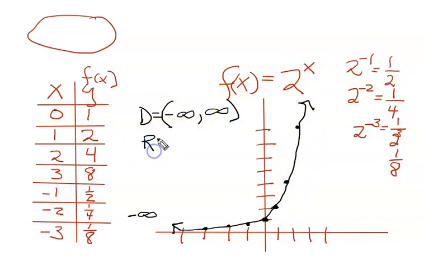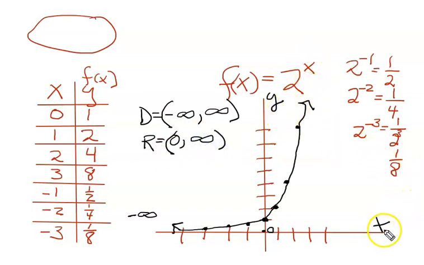Now the range deals with our y values. Now it gets closer and closer to the x-axis, where the y value right there is actually 0. And the x-axis is a special name that I will give you in just a few moments. But therefore, the y values never reach the 0. So we use a parenthesis for 0, and this goes to positive infinity.